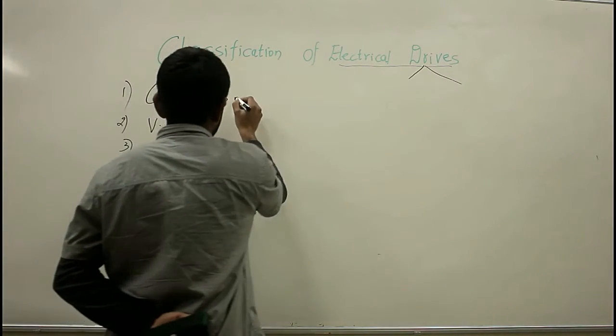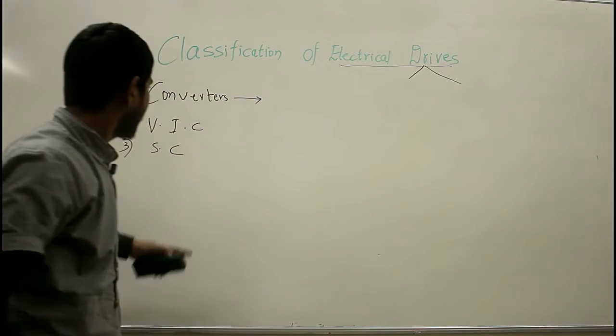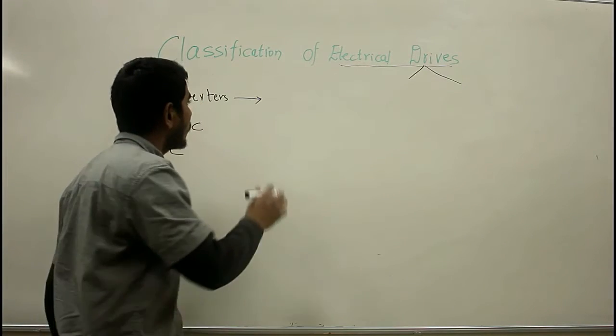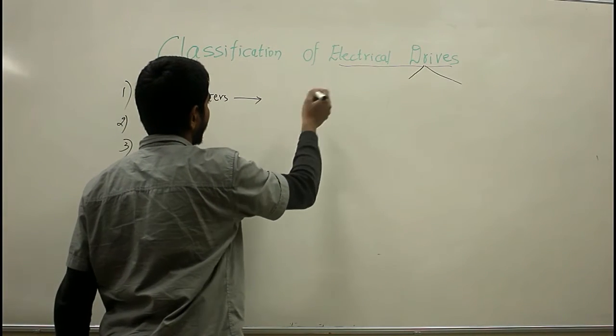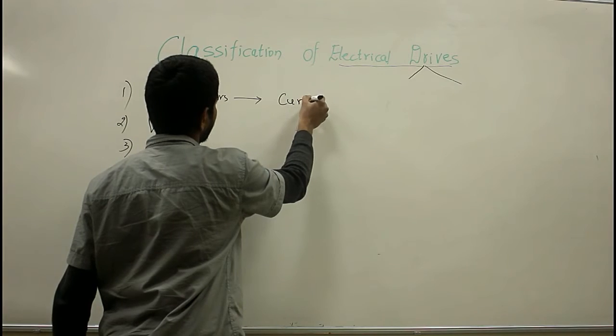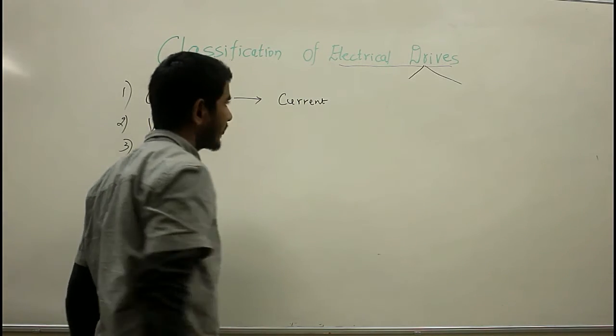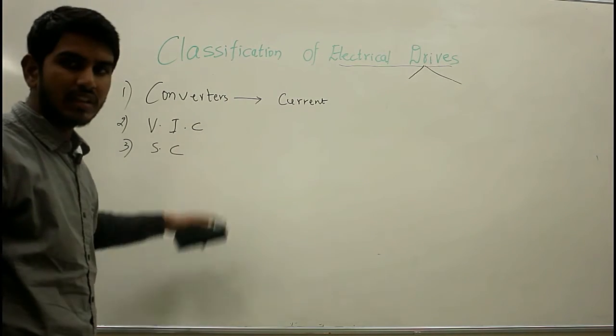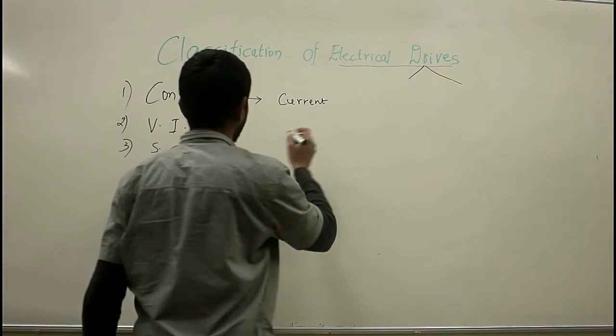Converters, as the name suggests, convert the current from one type to another type, and depending on the type of function, converters can be broadly classified into 5 types.